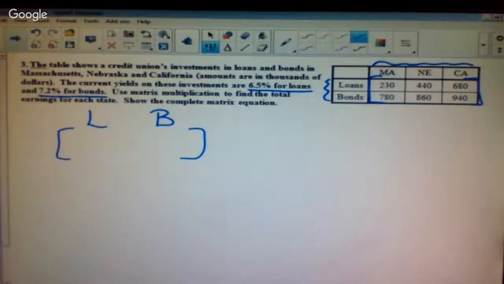Okay, again, these are yields. So what does 6.5% look like as a decimal? 1.065. Fantastic. And what does 7.2% look like? 1.072.